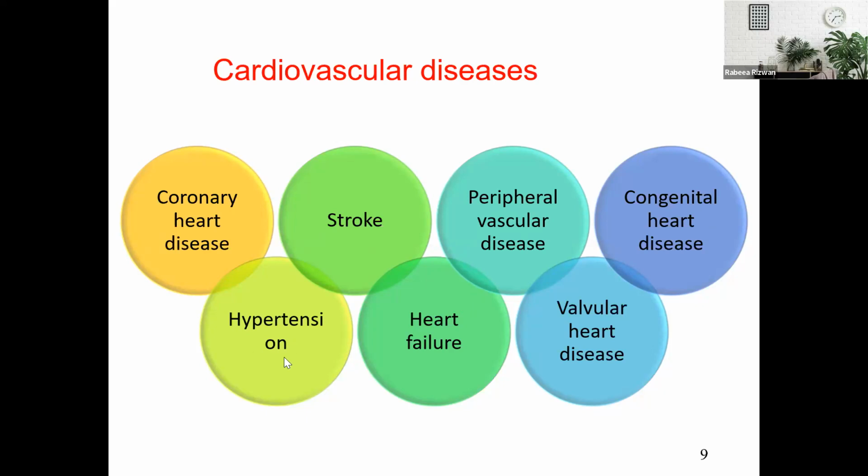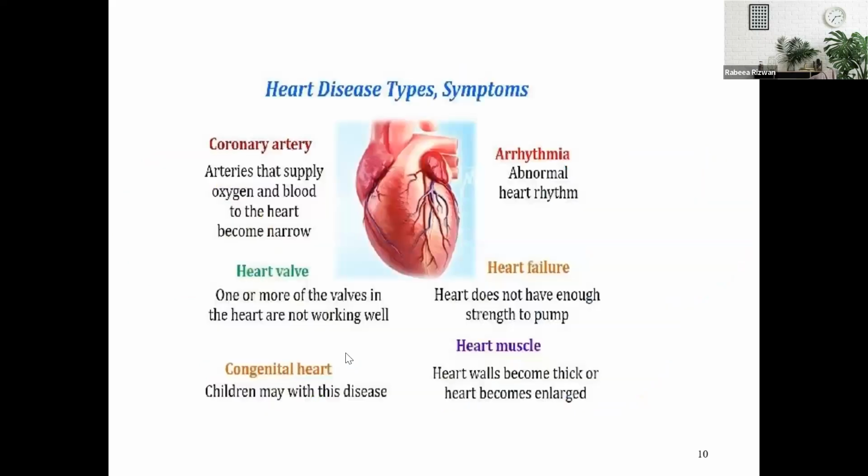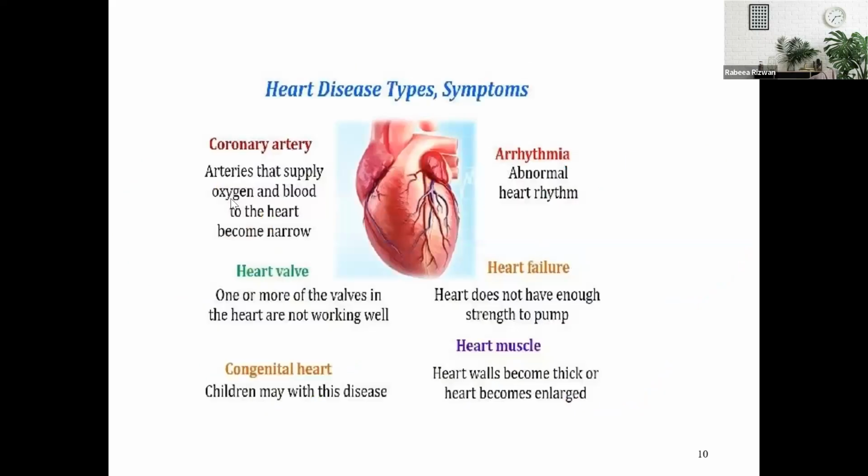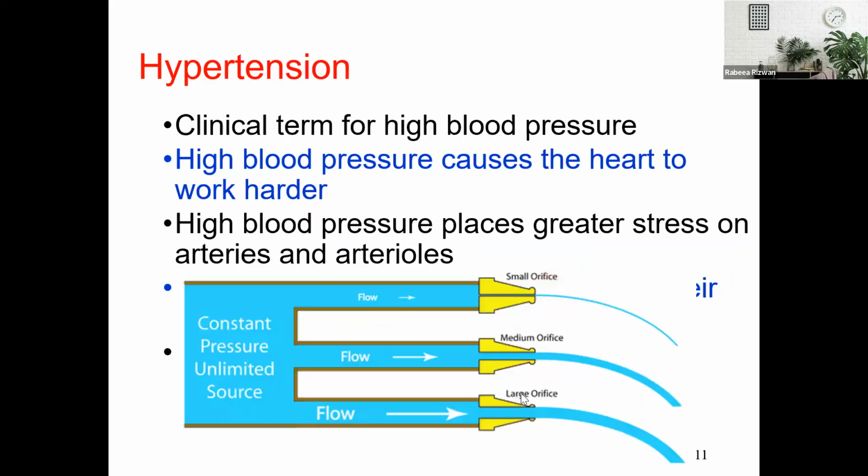And what is hypertension? Hyper means increase. It means high blood pressure. The congenital heart disease means that by birth, the infant is born with some cardiac malfunctioning or problem. So here are some explanations of the diseases related to heart problems.